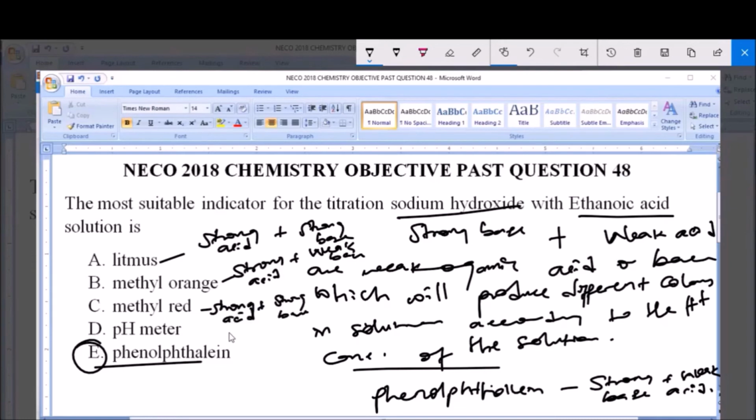D is pH meter. Now pH meter is not an indicator. So the answer to this question, like I said, is option E, phenolphthalein, which is used for a strong base and a weak acid. And like you know, sodium hydroxide is a strong base and ethanoic acid is a weak acid. So the answer is E, phenolphthalein.